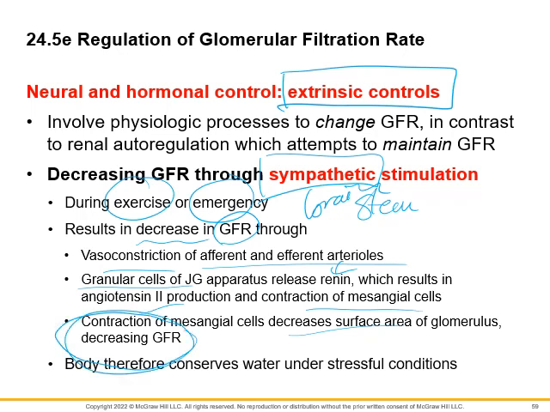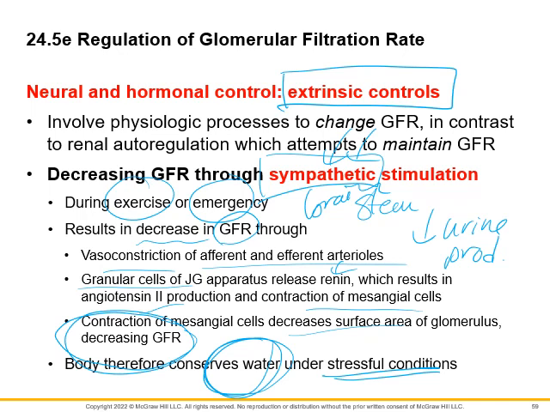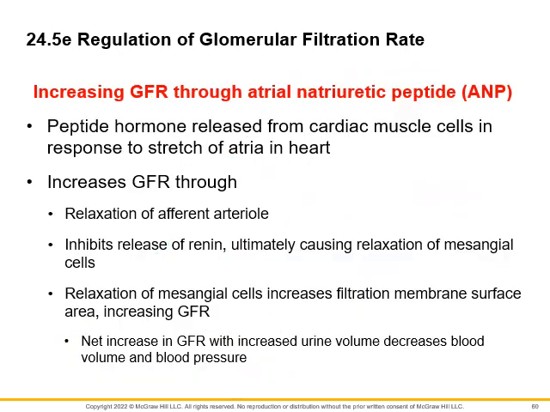So the whole point of this, under emergency circumstances or exercise, sympathetic, remember we keep saying decreasing urine production so that you don't have to stop and pee if you're doing your fight or flight. We're also going to conserve water under this stressful environment. So in the last slide with the sympathetic, we saw decreasing. So when sympathetic external controls are initiated, you're going to see a decrease in glomerular filtration rate, a decrease in urine production.